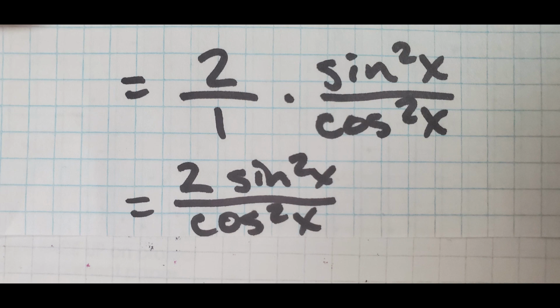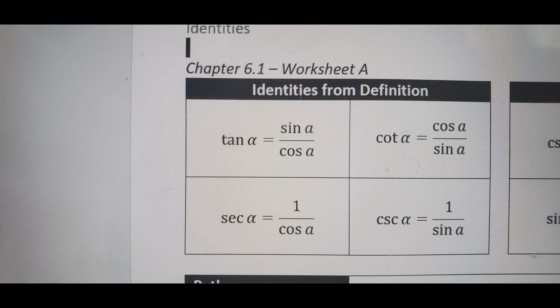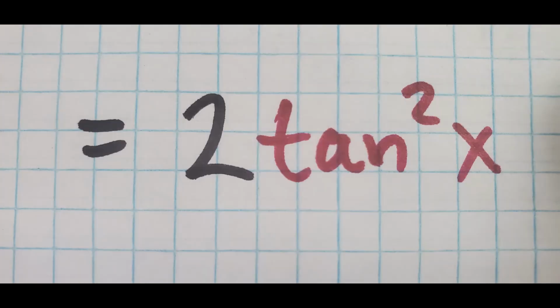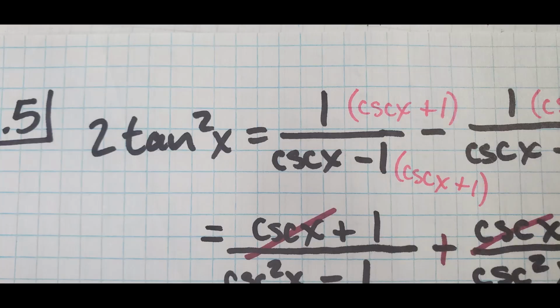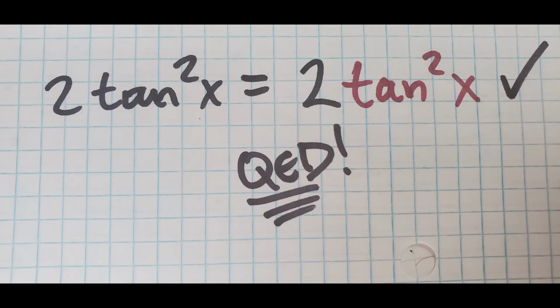And now sine over cosine, if you look at your identity sheet, is the same thing as tangent. Now, if both of them are squared, we can call it just tangent squared of x. So this is really going to turn into 2 tangent squared of x. Now, at the very beginning of the problem, the left side of this said 2 tangent squared of x. So 2 tangent squared of x equals 2 tangent squared of x. So we put a big check mark and we say QED, because we proved the right side is the same as the left side.